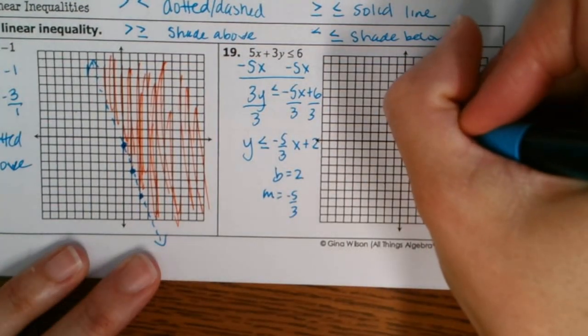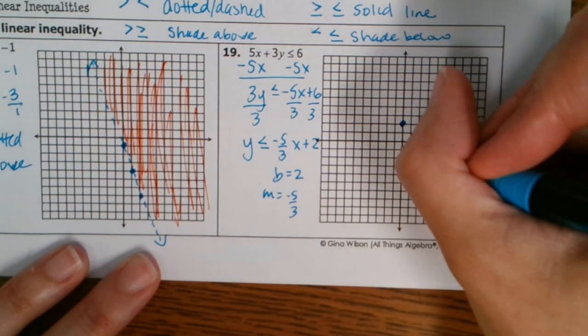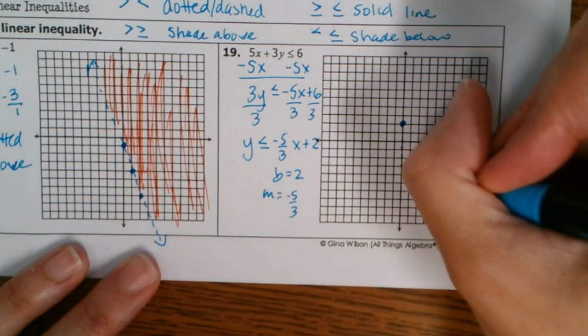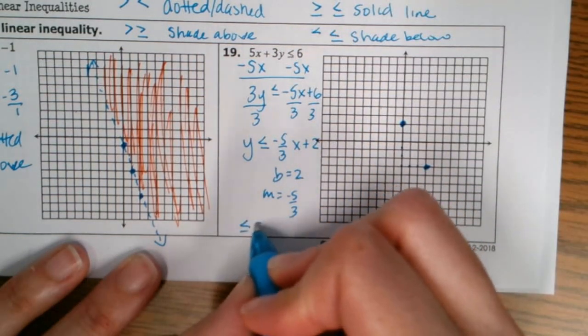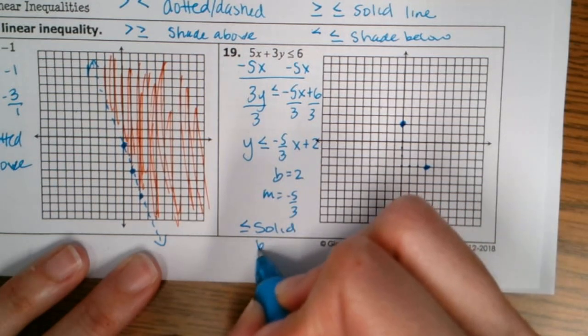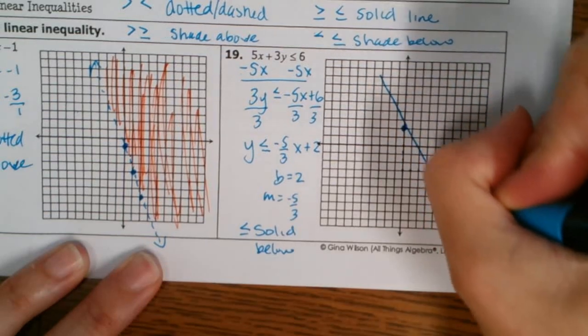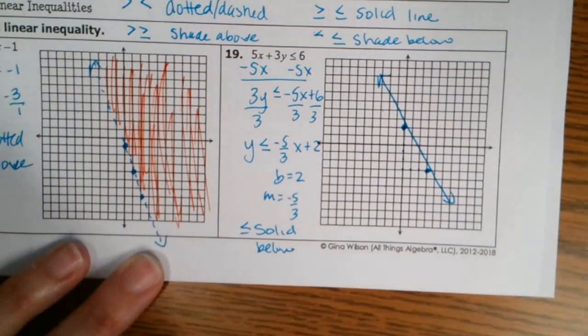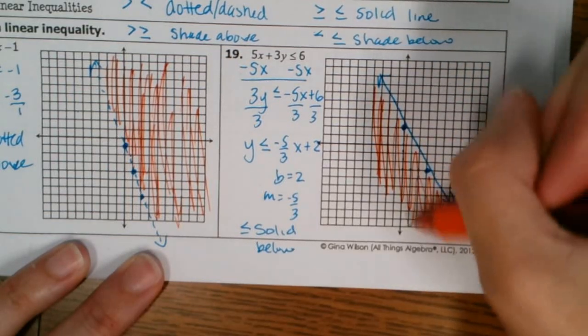b is 2, so I start at 2, m is down 1, 2, 3, 4, 5 over 1, 2, 3. This symbol tells me it's solid and below. So I'm going to connect these with a solid line. I'm going to go to my y-intercept and I'm going to shade below it.